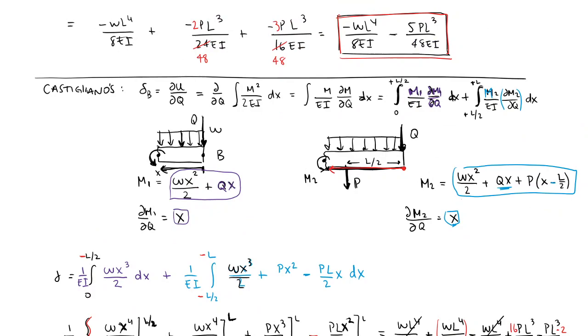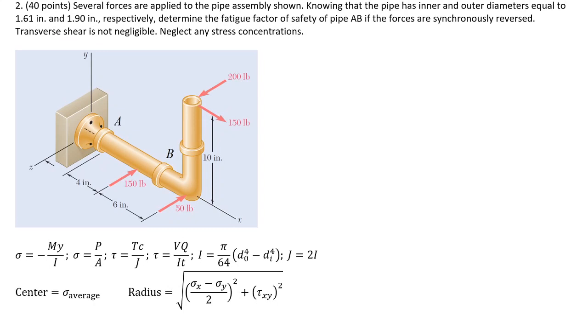Okay. All right, now next one. Several forces are applied to the pipe assembly as shown. Knowing that the pipe has an inner and outer diameter equal to the given values, respectively, determine the fatigue factor of safety of the pipe if the forces are synchronously reversed. Transverse shear is not negligible if there is, obviously. So that's just to point out that you should not assume that VQ over IT is zero, if there is a V, and neglect any stress concentrations.